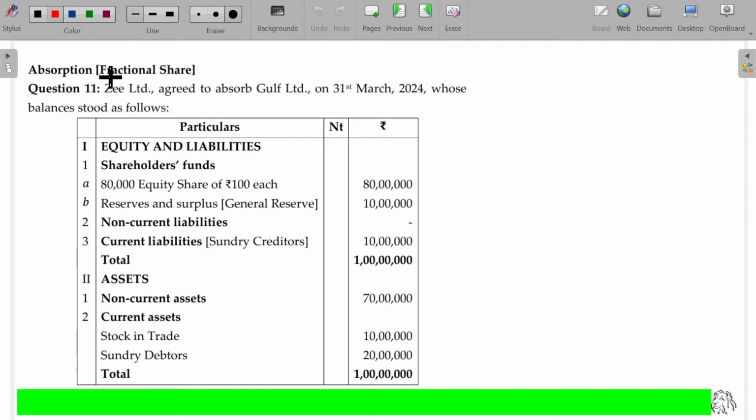You have to understand the concept of fractional share. This question number 11 is one of the interesting illustrations. Okay, it was asked in final, sometimes stated in inter. The main requirement in this question is to calculate the purchase consideration. Only for purchase consideration, 16 marks awarded. You have seen the lengthy illustration, isn't it?